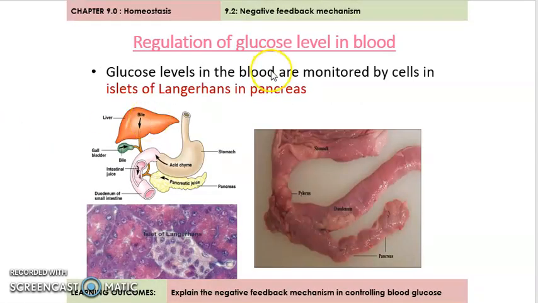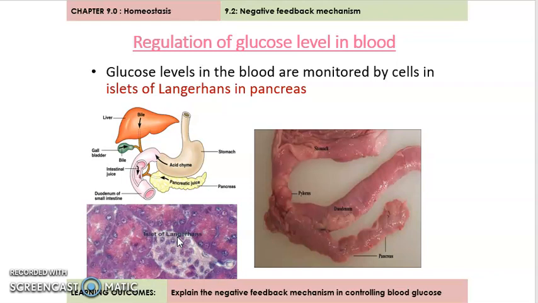Now we proceed to this one. How is our blood glucose level monitored? The glucose level in blood is monitored by cells in the islet of Langerhans in the pancreas. So this is the pancreas. In the pancreas, it has islet of Langerhans, and the islet of Langerhans has cells.